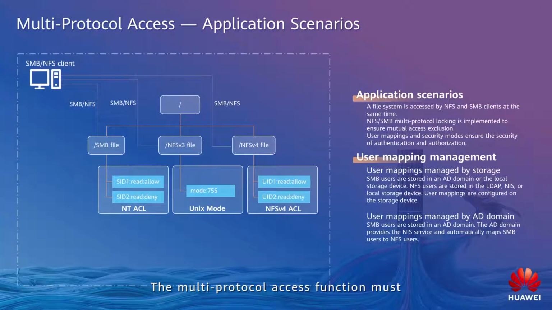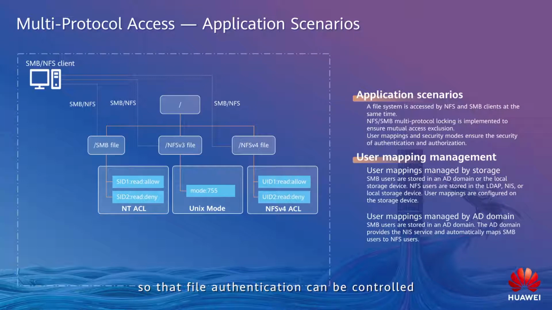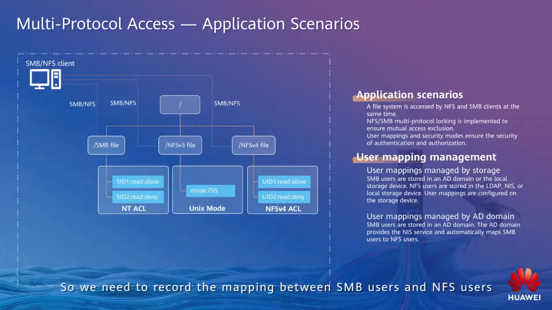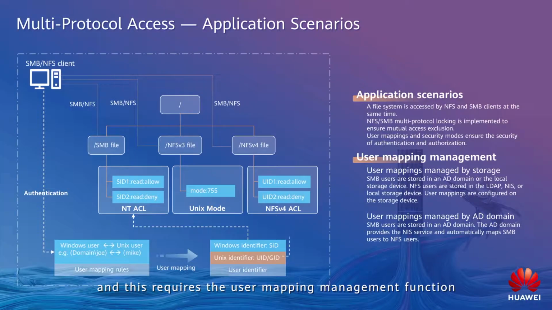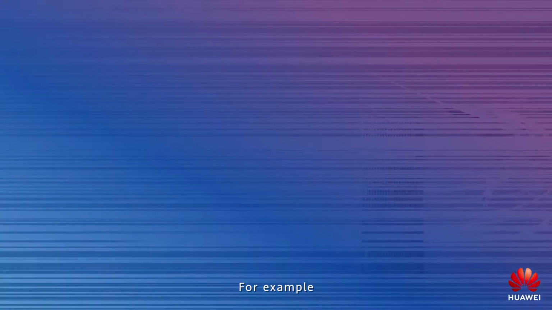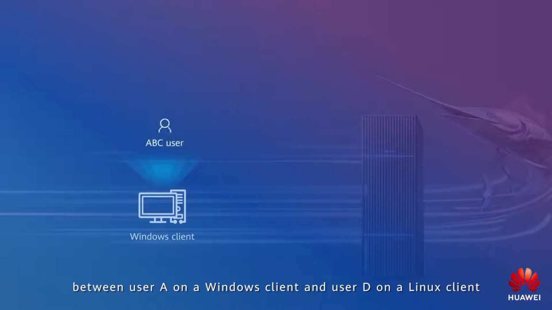The multi-protocol access function must ensure the permissions set for one protocol also apply to the other protocol, so that file authentication can be controlled to maintain security of multiple protocol access. So we need to record the mapping between SMB users and NFS users, and this requires the user mapping management function. For example, assume that a mapping relationship has been established between user A on a Windows client and user D on a Linux client.